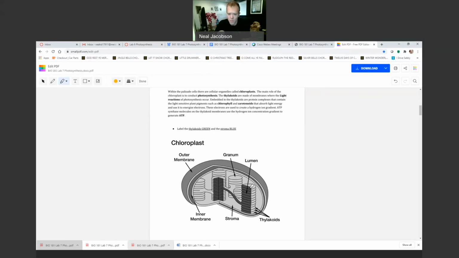Inside of the thylakoids themselves, you got a good chance to look at this when we were doing our lecture video, there are photosystems embedded into the thylakoid membrane that help to capture sunlight at certain frequencies of radiation. These are the light-sensitive plant pigments that absorb the light and energy at a given frequency, and then use it to excite electrons.